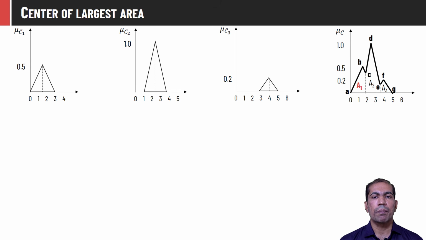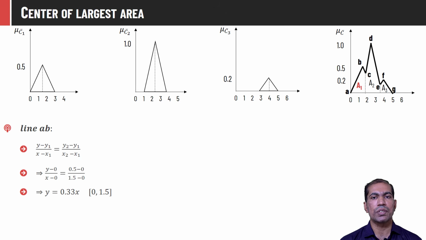So A1 is comprised of line AB and BC. The equation of a line we can compute by using the formula (y minus y1) upon (x minus x1) is equal to (y2 minus y1) upon (x2 minus x1). For line AB, x1, y1 is 0, 0 and x2, y2 is 1.5, 0.5. When we put the appropriate values, we get the equation y is equal to 0.33x. Here x ranges from 0 to 1.5.